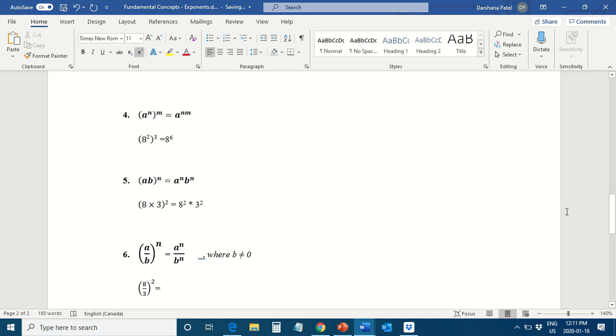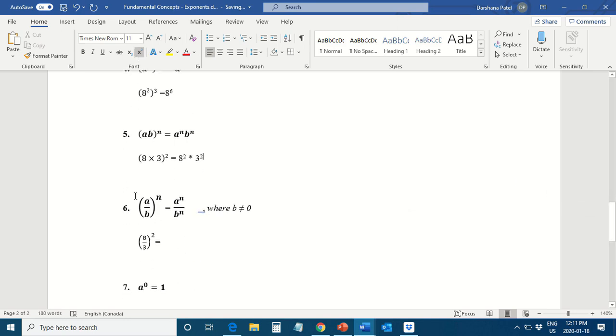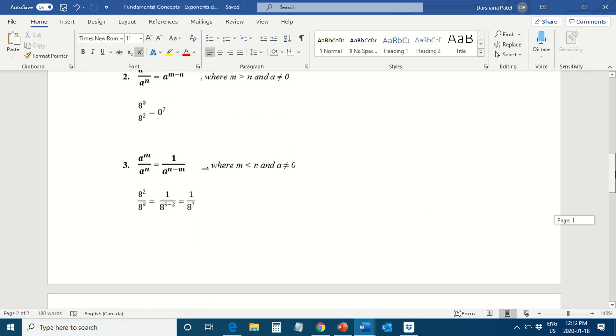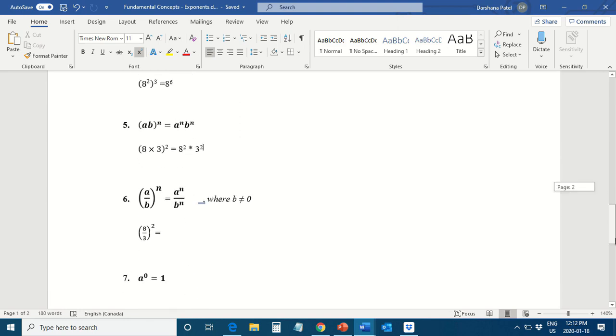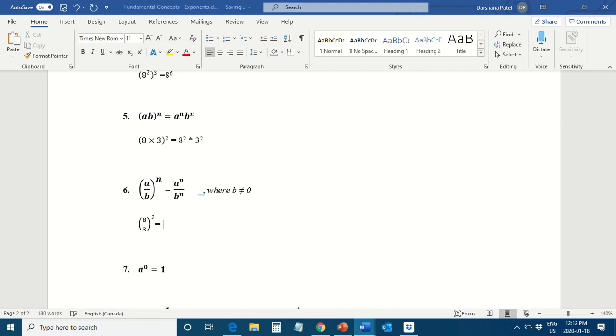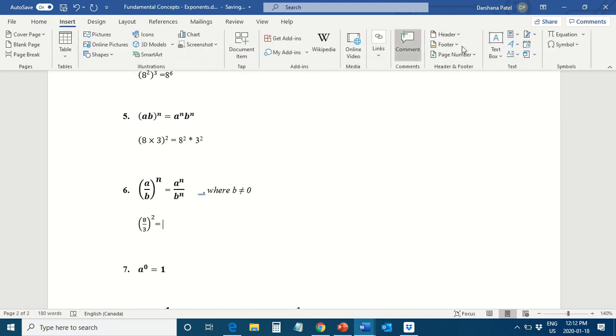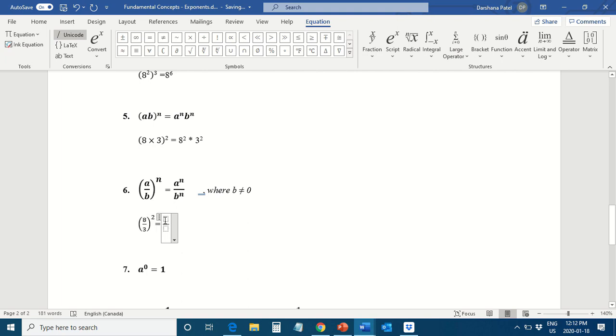Okay. Rule number 6, very similar to 5, if two terms or two variables are being divided and if there is an exponent outside the bracket, the exponent applies to the numerator as well as the denominator. In these cases, if you notice, the restriction is denominator cannot be 0, and same with rule number 3, here a cannot be 0. Okay. So applying that rule here, we will get 8 squared divided by 3 squared, because the square will apply to 8 and it will also apply to 3.